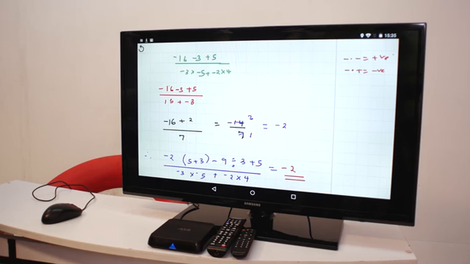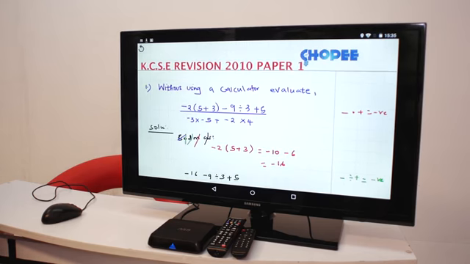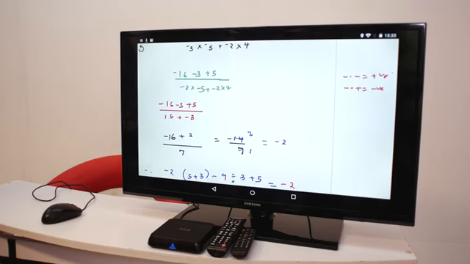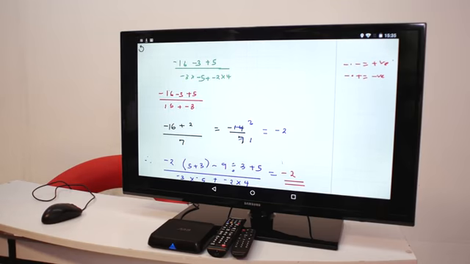Now, we have solved our question number 1 without using a calculator by using BODMAS, that is brackets, of, division, multiplication, addition, and finally subtraction, to get our solution for question number 1 for KCSE 2010 paper 1. The solution is negative 2, and that is the end of revision for question number 1, 2010.